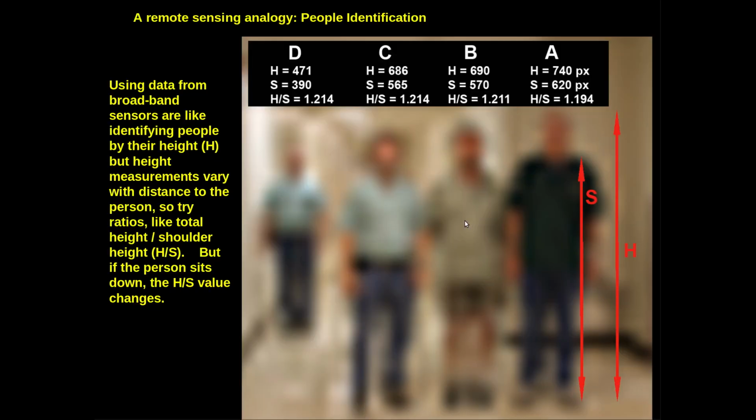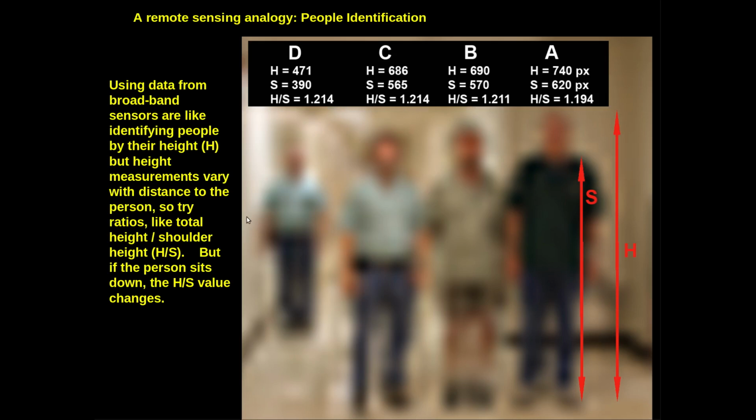And here's an example of why band ratios are kind of limited. Say you wanted to identify people. So one way would be to measure the total height versus the shoulder height. And here's 4 different images of people, and it shows the height ratio is very similar to all of them, even though the people are different.